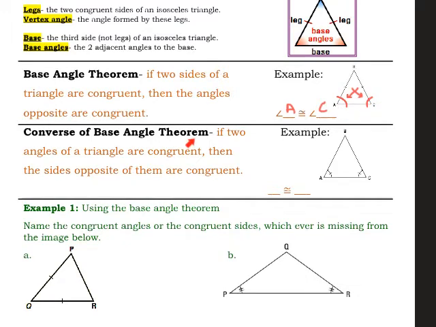The converse is just the opposite. The converse says that if we have two equal angles, then their opposite sides must also be congruent. Again, two equal sides, two equal angles. Okay, so because A and C were congruent, then side B to C was congruent to side A to B.